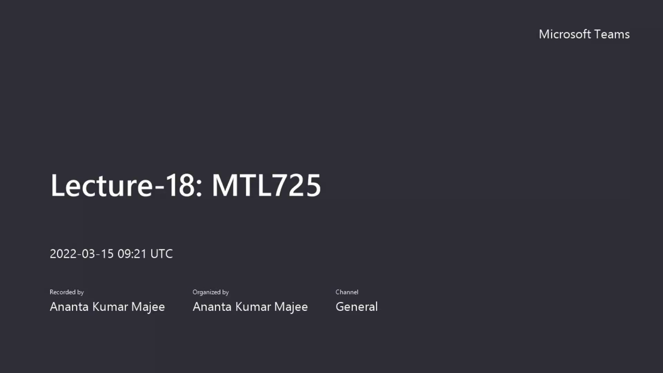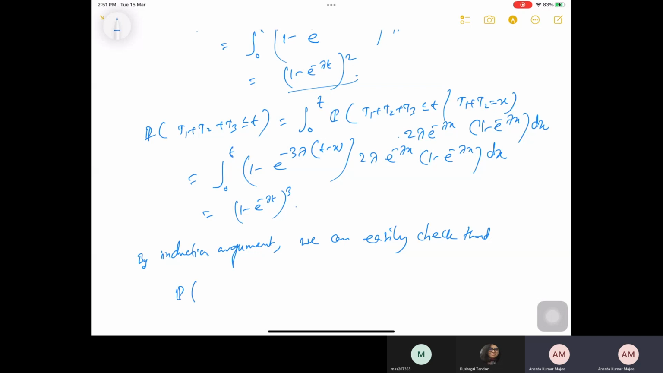I consider that over any j, so the probability of the summation over i equal to 1 to j of my T_i, okay, if this part is less than or equal to t, then what I end up with should be (1 minus e to the power minus lambda t) to the power j. Is it not? We can use induction to prove that this should be this part.